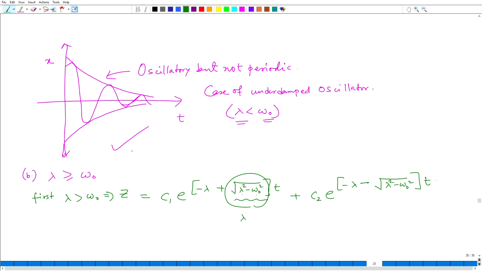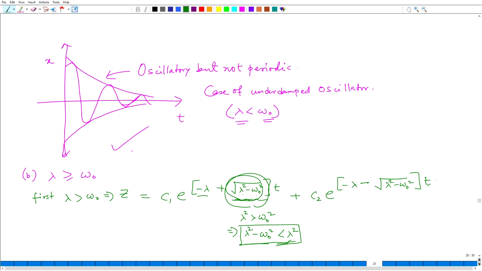Since lambda square is greater than omega 0 square here, of course, I can write that lambda square minus omega 0 square will be less than lambda square. That is something we can always say. So, this is minus lambda, and this part is less than lambda. That is what I just showed here.